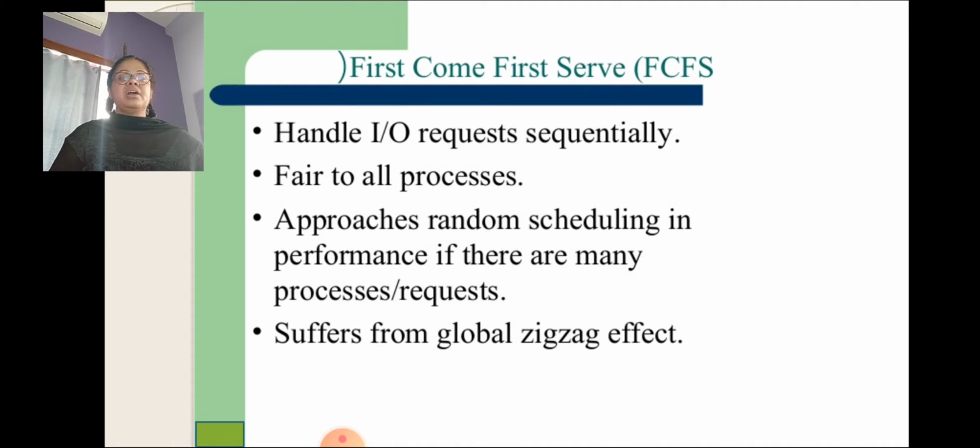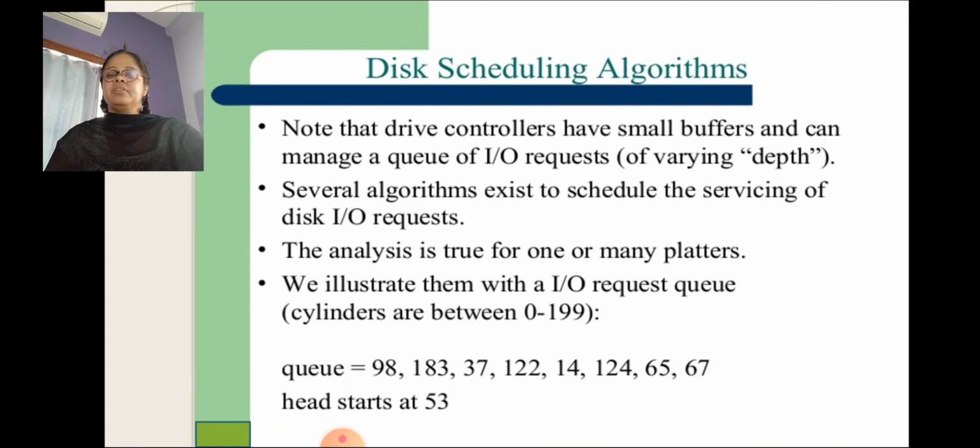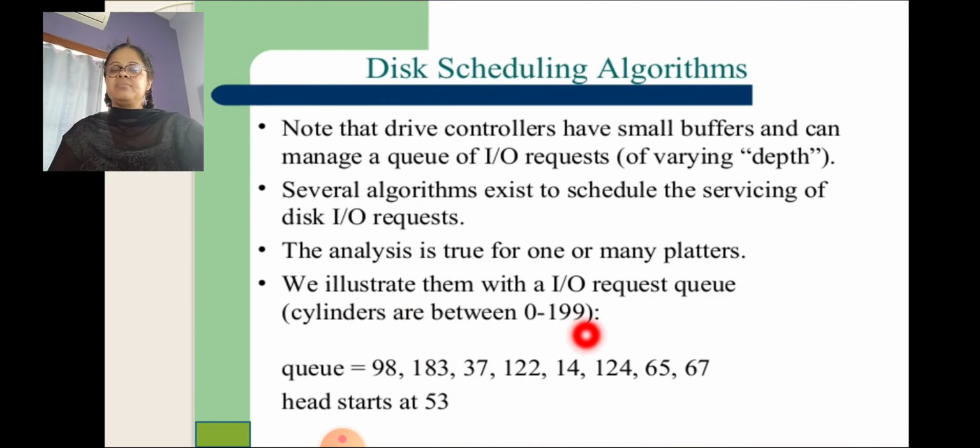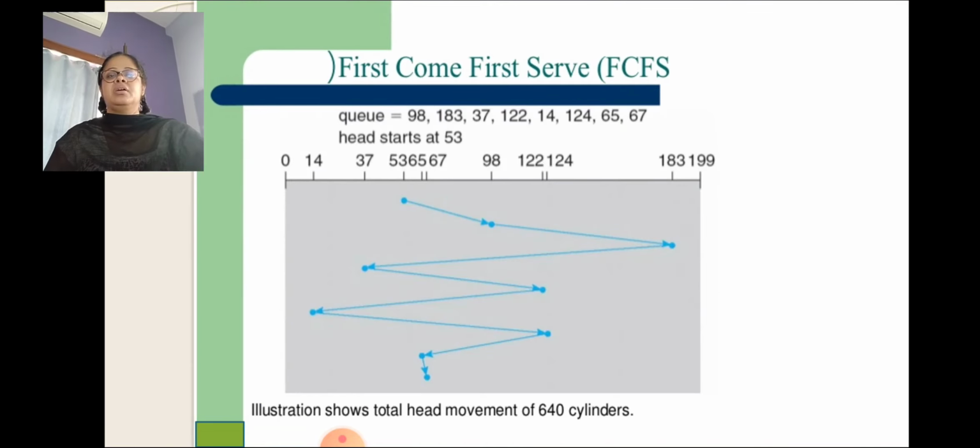Consider the example of a disk queue with requests for IO to blocks on the following cylinders, the example which we have considered with the same queue. This is the diagrammatic representation of the queue.